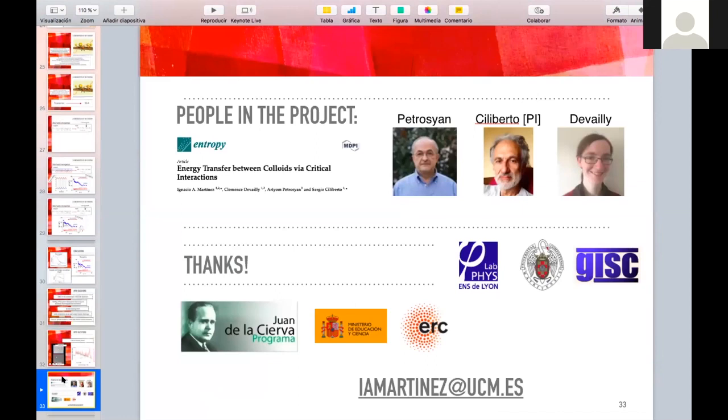Yeah, I'm finishing. So this is the people of the project. The result about the two particles toy system has been published in Entropy 2-3 years ago. And the work was led by Professor Ciliberto, who I think is in the audience. I work with Clémence de Bailly, who was responsible for preparing the sample, and she was the pioneer of using this kind of sample, this micelle solvent critical solution, and Artem Petrosyan, who is the engineer of the group.